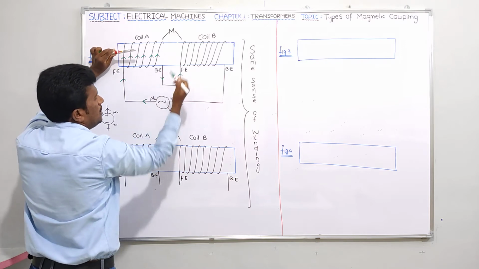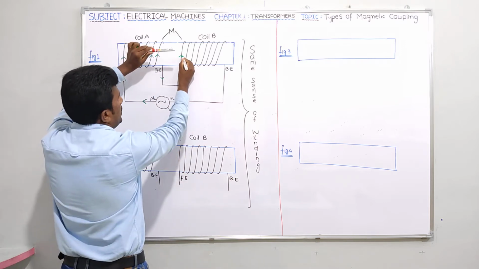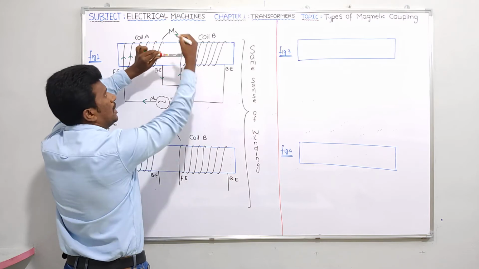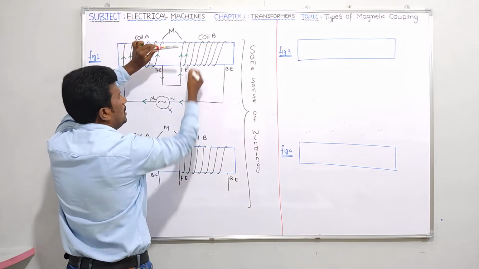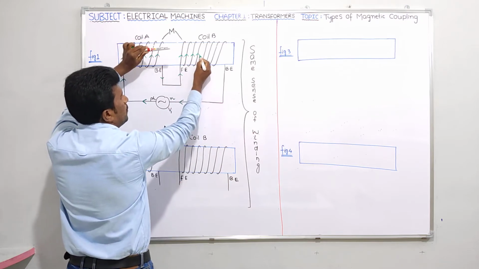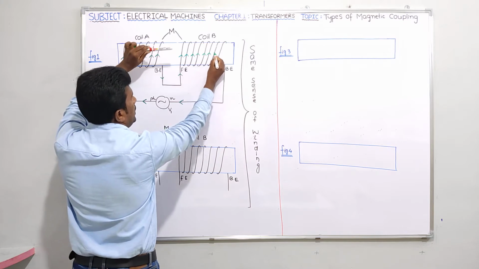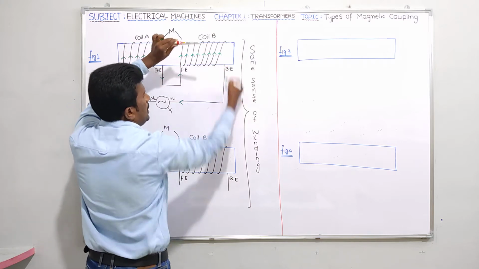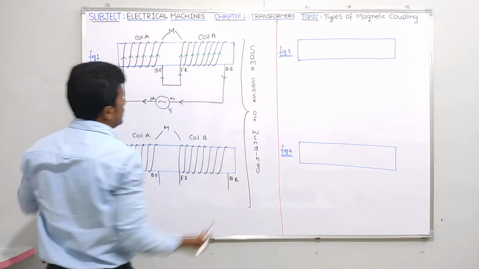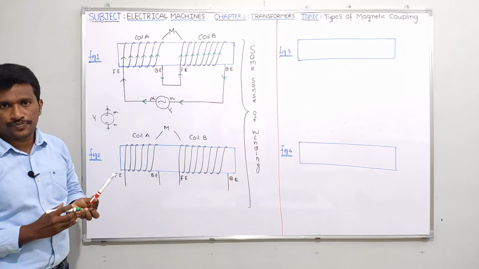One side is entering at the front end, leaving at the back end. Entering at the front end, leaving at the back end, like this. This is the direction of current.